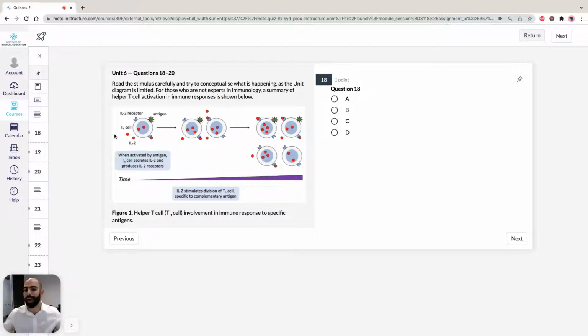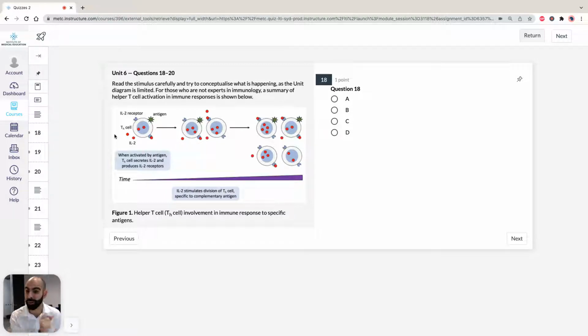It can't just be any random T helper cell because remember it's supposed to be adaptive immunity, so we're supposed to be targeting a specific antigen. Because if the IL-2 was binding to and activating any random helper T cell, you'd elicit an immune response that can degrade anything in the body. We want to target the antigen, so it has to be complementary to the antigen.